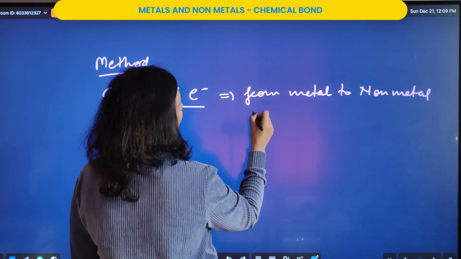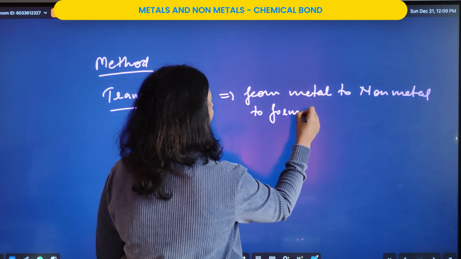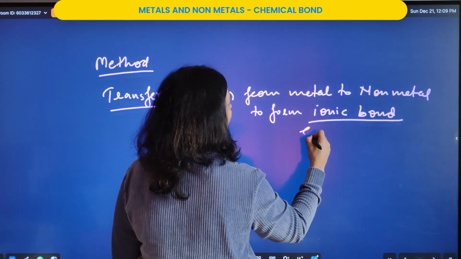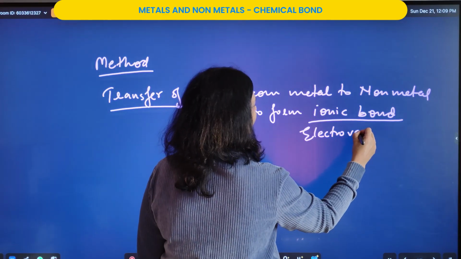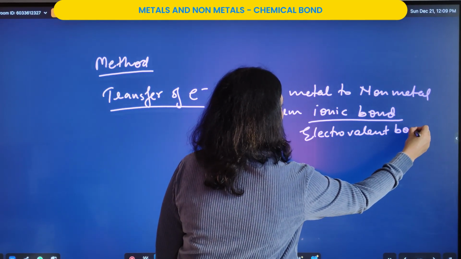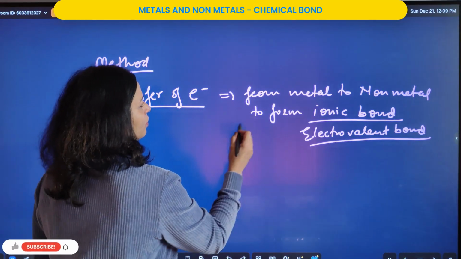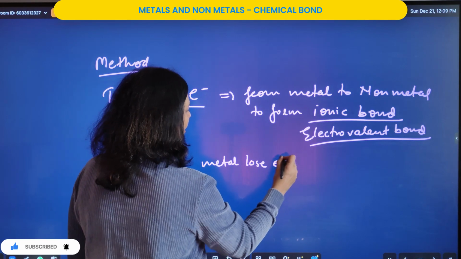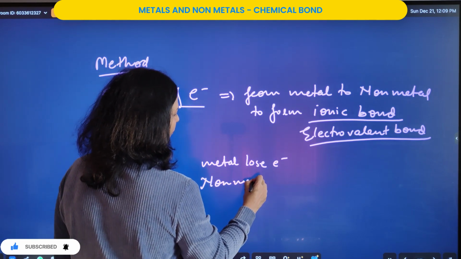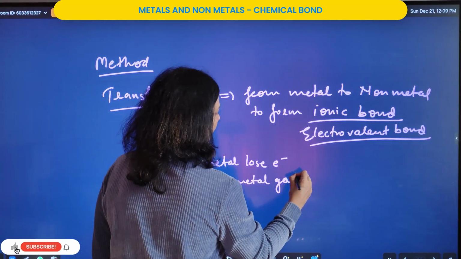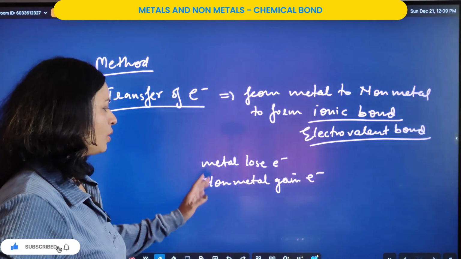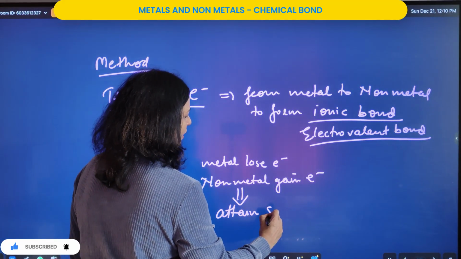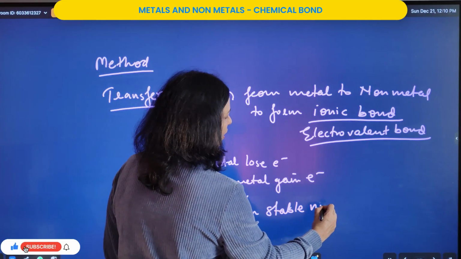This forms an ionic bond, which is also called an electrovalent bond. Metals lose electrons and non-metals gain electrons. Now, why do they lose electrons and why do they gain electrons? In order to attain a stable noble gas configuration.